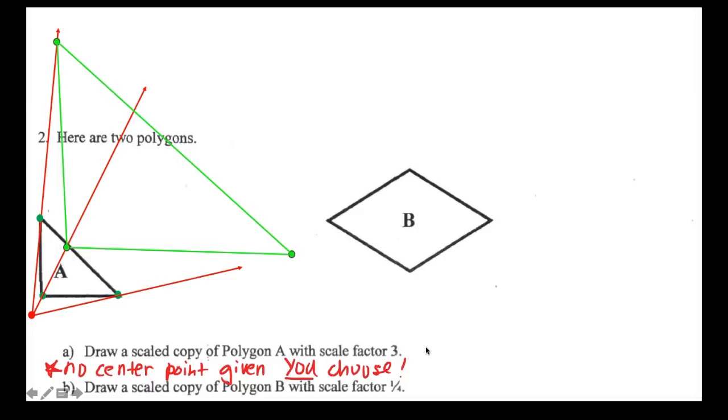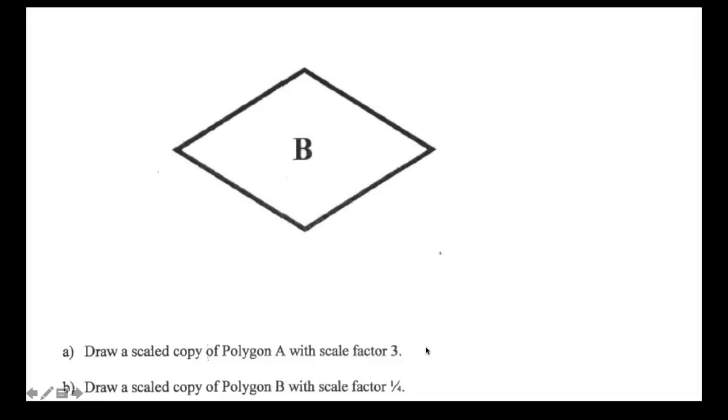One thing to notice, my scale factor was 3, which means my triangle should end up bigger than it was originally. It's actually 3 times bigger. Now for the next one, I wanted to zoom in for you because we have a scale factor of 1/4. Because the scale factor is 1/4, I know my final figure will be smaller. Actually, it will be 1/4 of the size. Pick a center anywhere you want. I just tossed a point down.